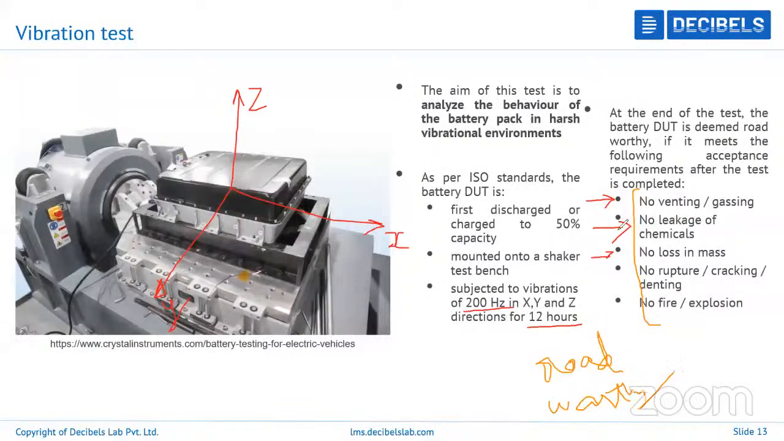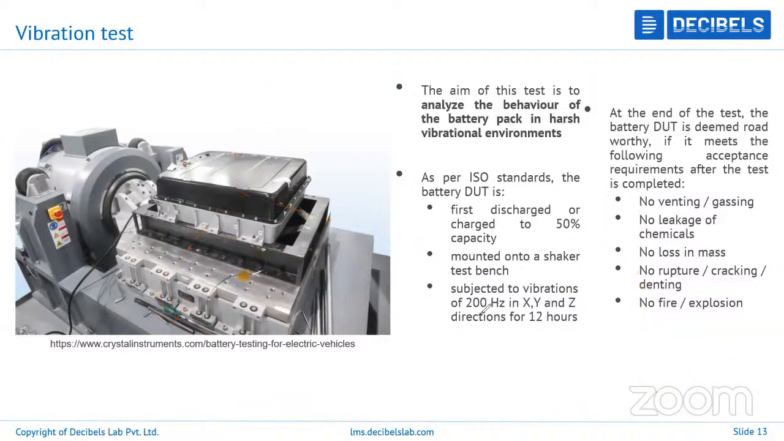Okay, so this is with respect to the vibration test, and it is limited to 200 hertz because of the limitation due to the mass of the battery pack. The battery pack is quite heavy when it is being tested. So in order to prevent any damage from occurring to the machine also, it is limited to 200 hertz. Okay, so this is basically as per the ISO standards, and these are the ISO acceptance conditions. Okay, so this is with respect to the vibration test.